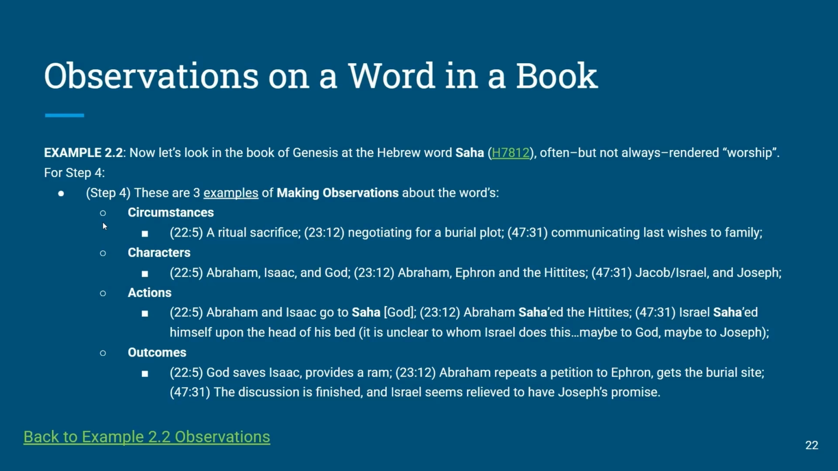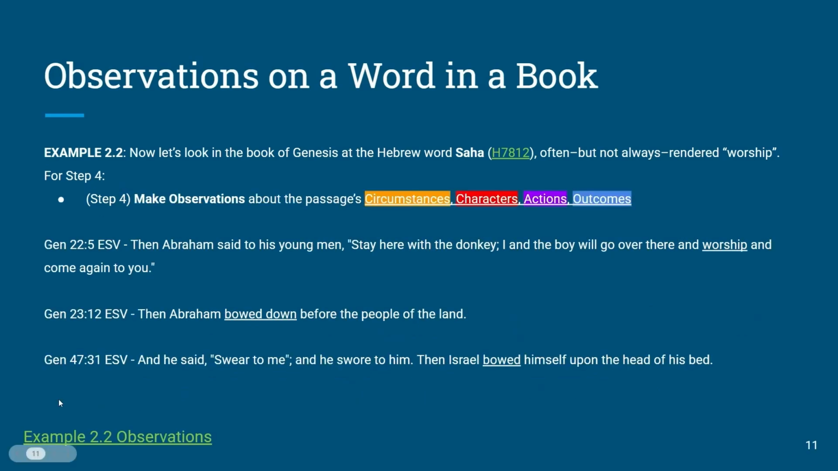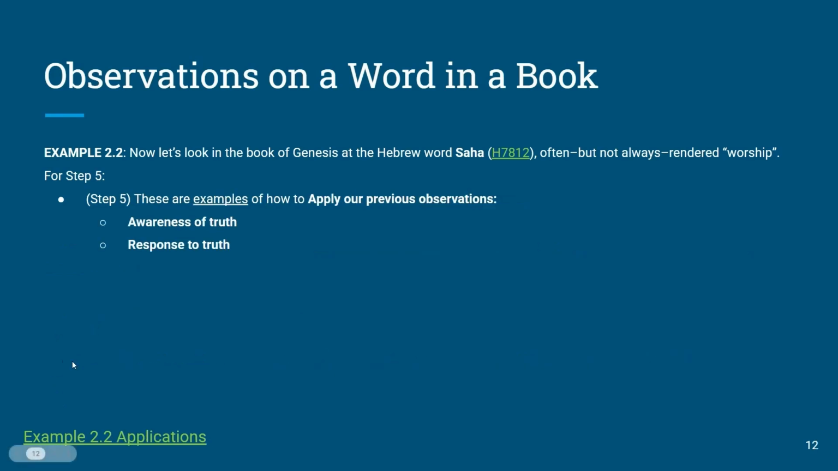In outcomes, we can say, in chapter 22, God saves Isaac. He provides a ram for the sacrifice instead of Isaac having to be sacrificed. In chapter 23, verse 12, Abraham repeats a petition to Ephron and ends up getting the burial site. In chapter 47, the discussion is finished, and Israel seems relieved to have Joseph's promise. Okay, let's go on and look at some applications.